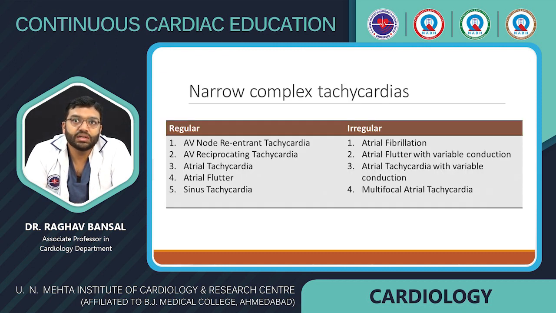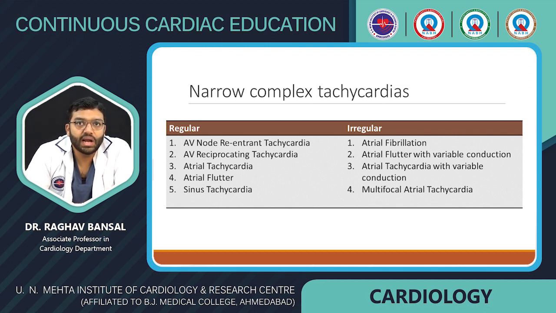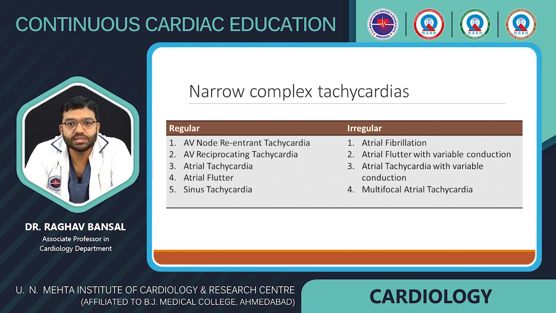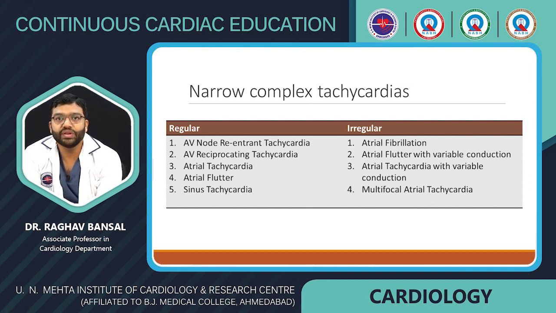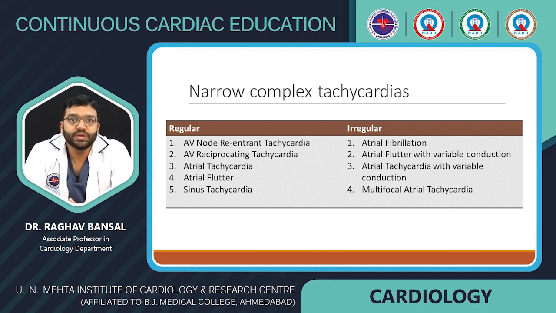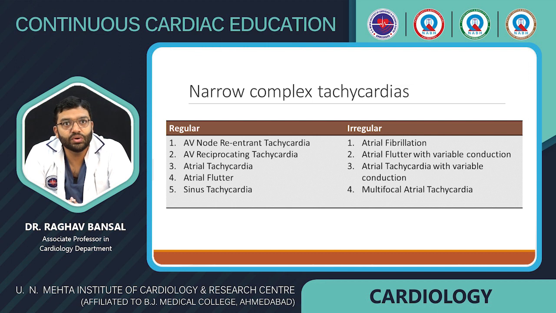So we all know that supraventricular tachycardias are narrow complex tachycardias which can be regular and irregular. Irregular tachycardias are atrial fibrillation or atrial flutter with variable conduction, and sometimes we can have atrial tachycardias which are focal with variable conduction and multifocal atrial tachycardias. So these are the irregular tachycardias, and often we are not doing EP studies for irregular tachycardias. So the area of interest for today is the regular tachycardias.